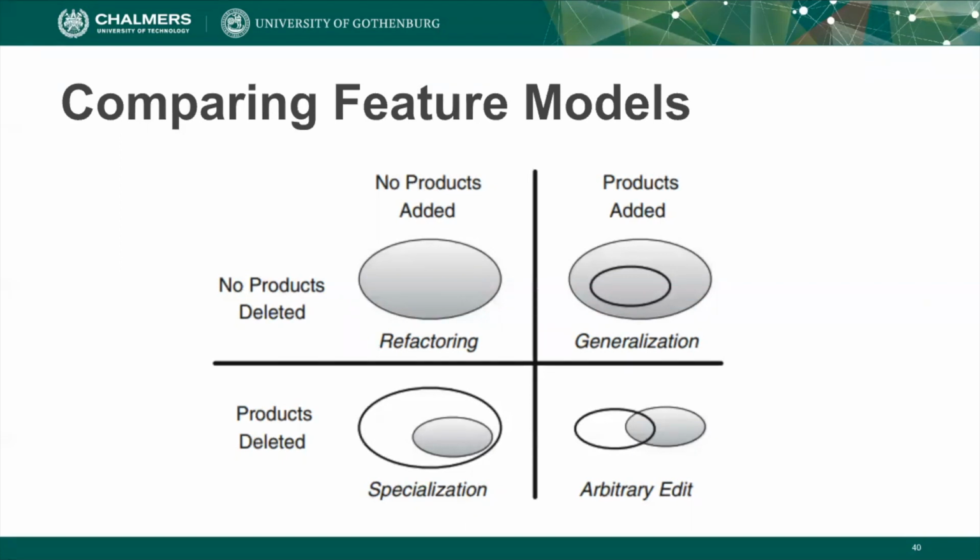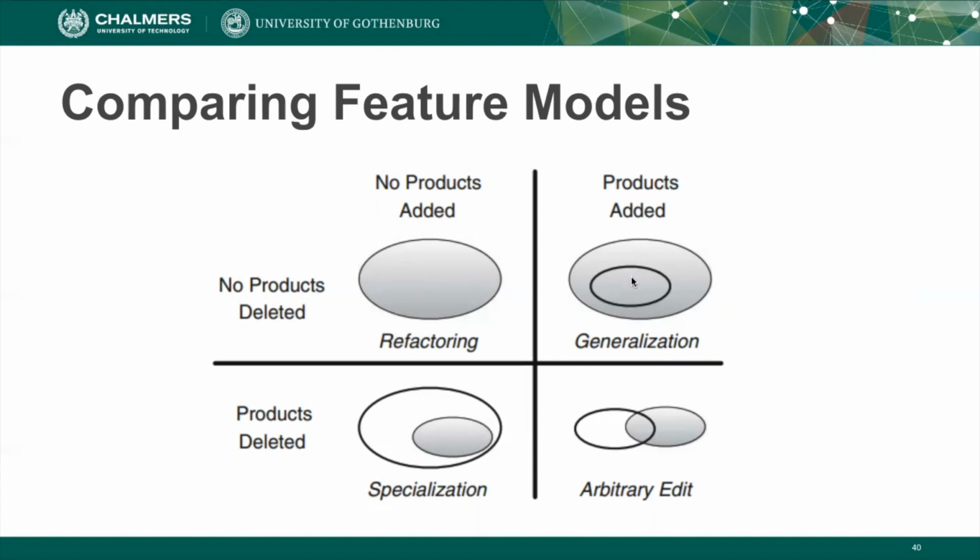A feature model refactoring preserves exactly the set of valid feature selections, whereas a specialization removes valid selections without adding new ones, and a generalization adds feature selections without removing any. All differences that both add and remove valid selections are then classified as arbitrary edits. So again, refactoring preserves the same feature selections. We just made some changes, but in the end, the model is technically the same, which is sometimes great. Sometimes that allows simplifications to the model without changing what products we can have.